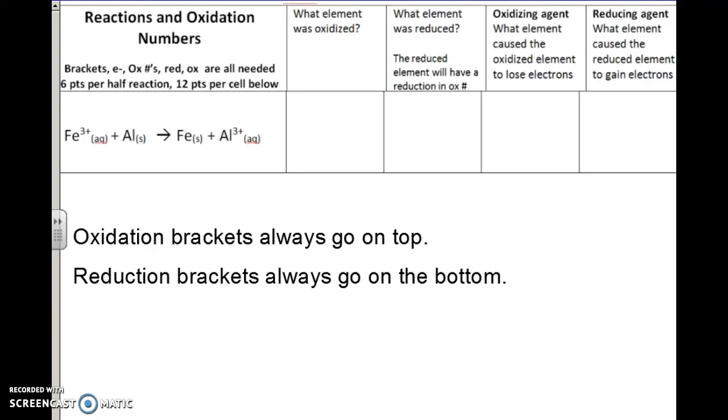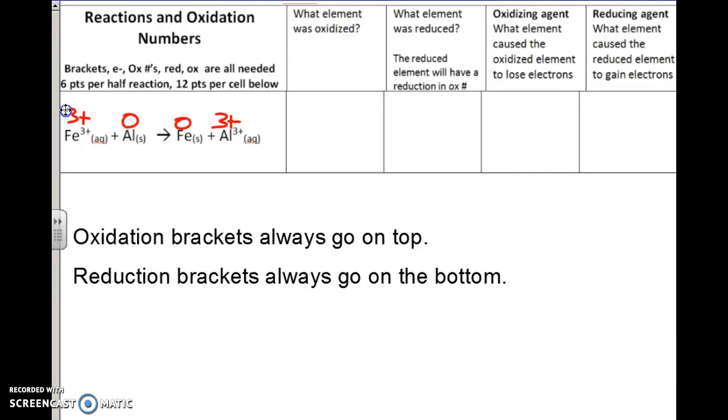The first thing I'm going to do is assign oxidation numbers to all of the items. So this is a 3 positive. We learned this on the front side. This is a neutral element, so that's 0. This is a neutral element, so that's 0. And this has a charge of 3 positive, and so its oxidation number would be 3 positive.